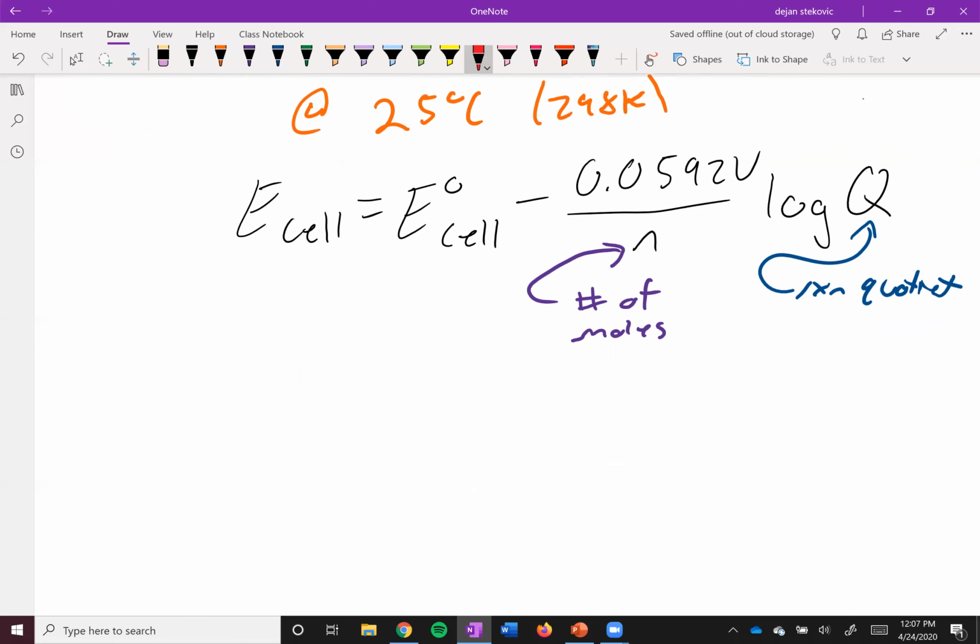And so let's take a look at an example of something at non-standard states. And one example is a concentration cell. And so in a concentration cell, you have kind of the same thing in both of your half cells, but they're at different concentrations.